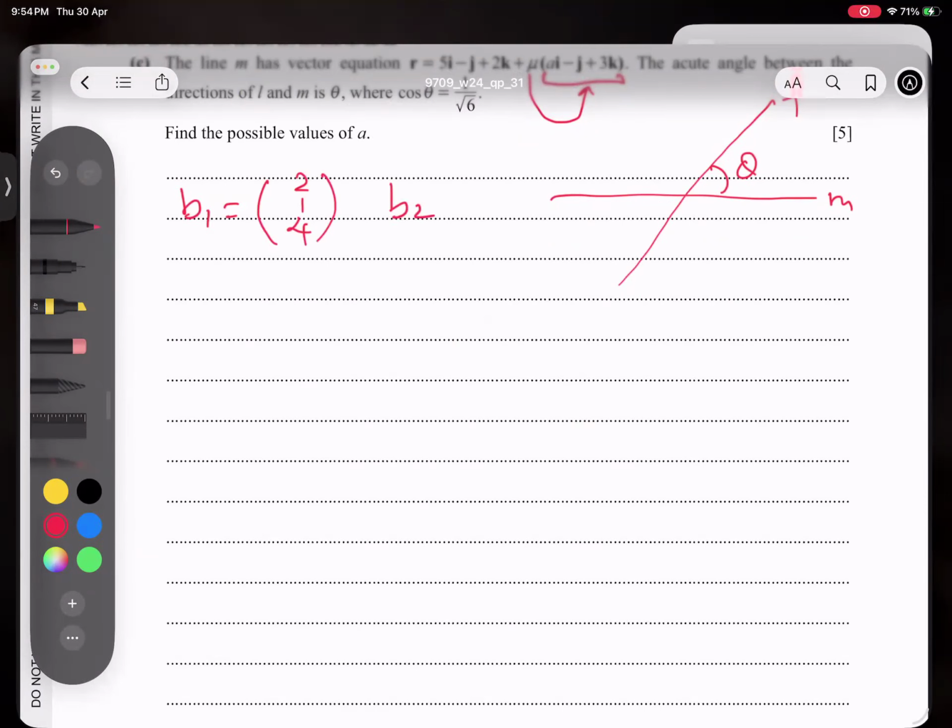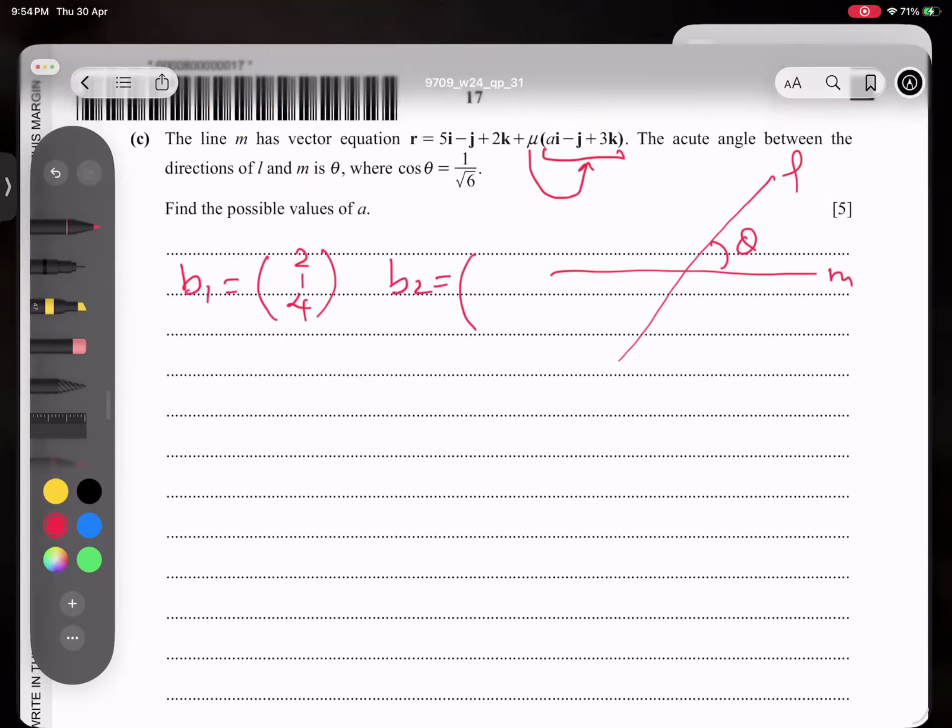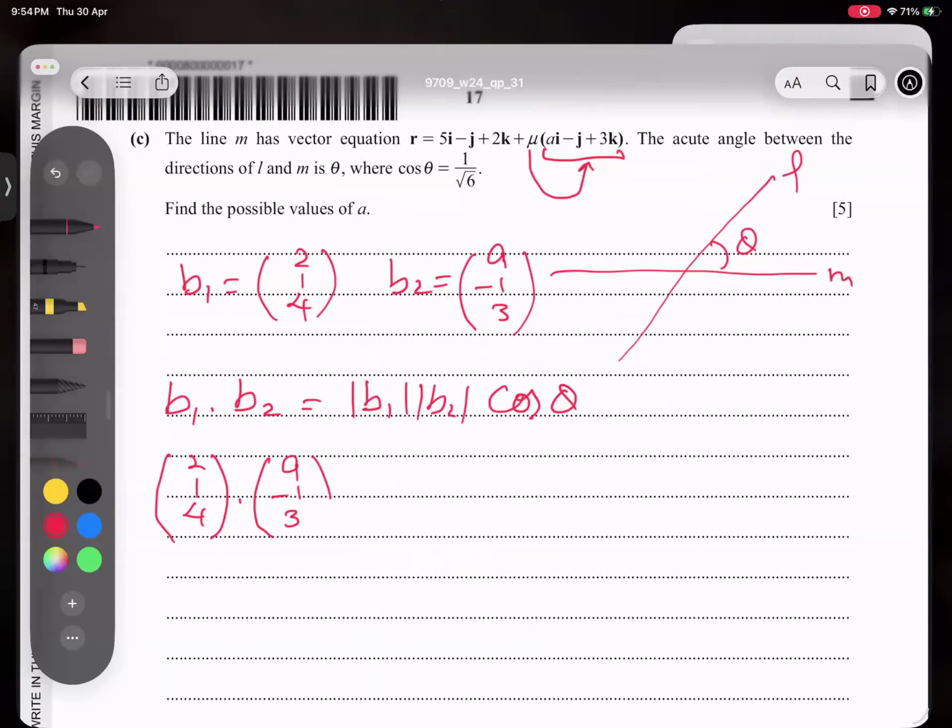And B2 I take from the top here, which is negative 1, 3 I took from here. So students, let's start. The formula is what? B1 dot B2 equals B1 magnitude times B2 magnitude times cos of the angle between them. So I'm putting the values 2, 1, 4 and a, minus 1, 3.